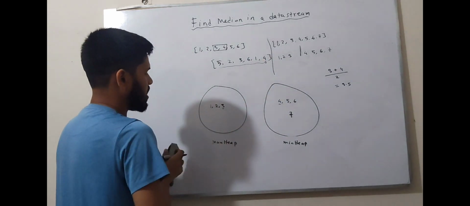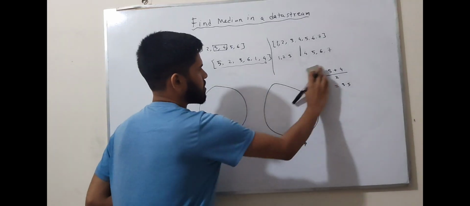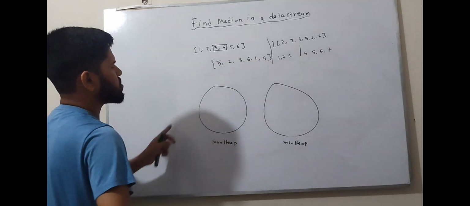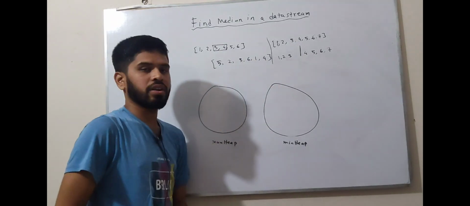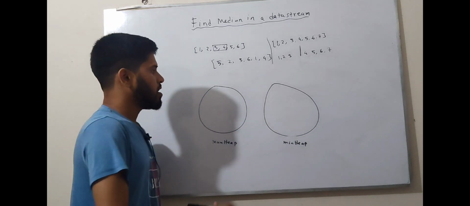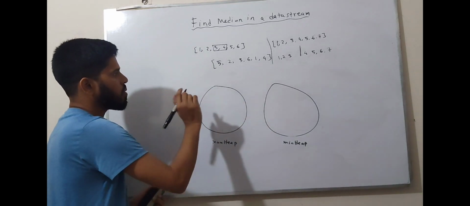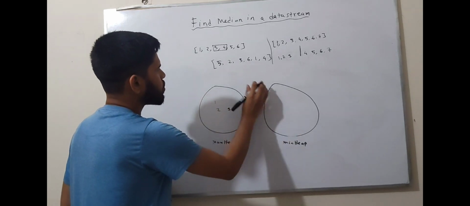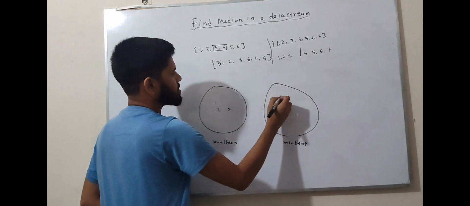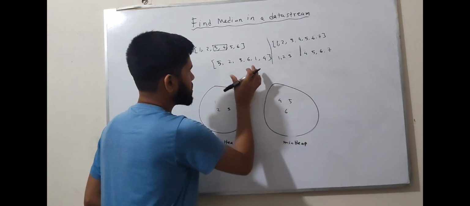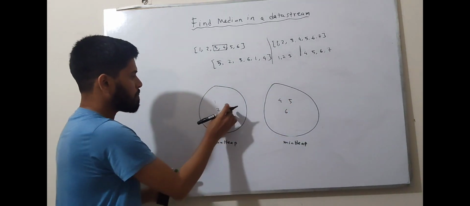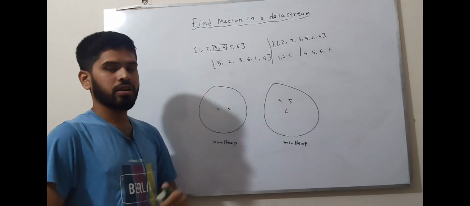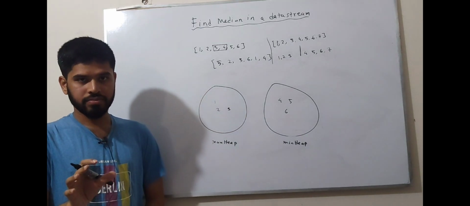All right, let me erase everything from here. Okay, now let's handle this string. We have in this string 5, 2, 3, 6, 1, 4 in unsorted order. So if we insert them in our max heap and min heap, what will we have? In our max heap we will have 1, 2, 3. In our min heap, we will have 4, 5, and 6. Since the length is an even number, we can get the peak element from here and from here, and we'll average them. 3 plus 4 divided by 2 equals 3.5.